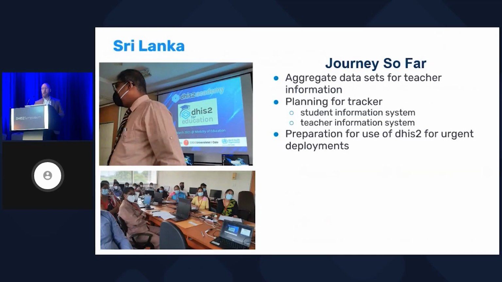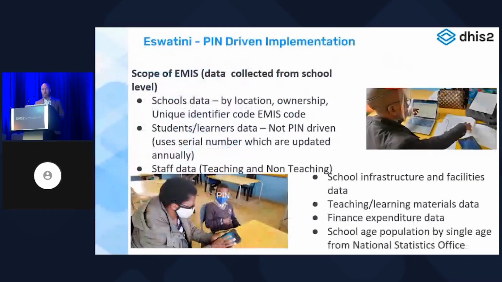Sri Lanka is always very ambitious, and they are starting to build out a tracker for each individual student and teacher. So we're getting daily updates on each student, attendance, learner outcomes, and some other data points. So Sri Lanka is going from zero to hero, no system to monitoring every student quite quickly.